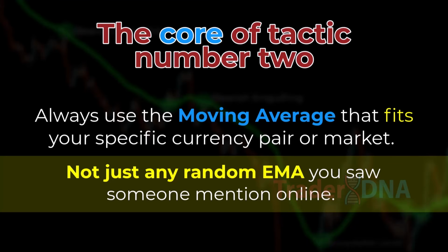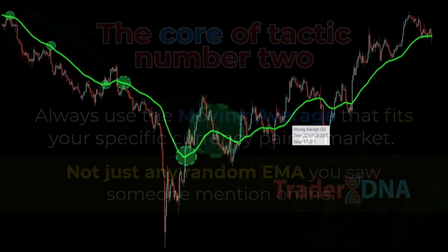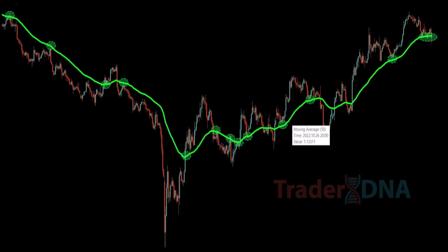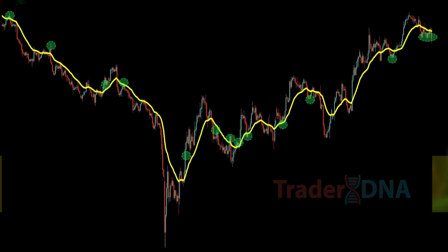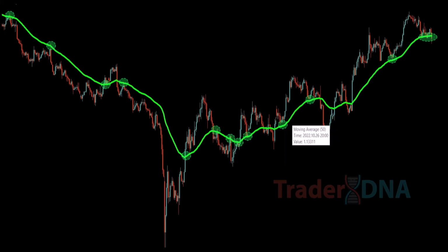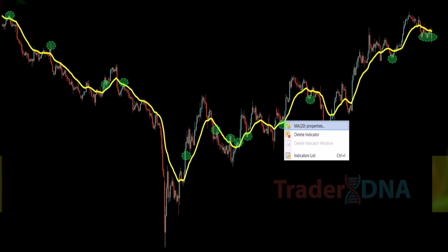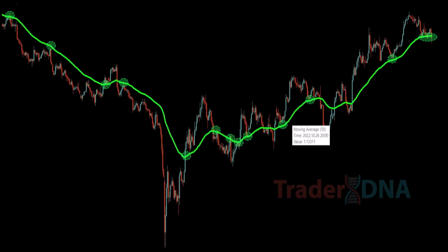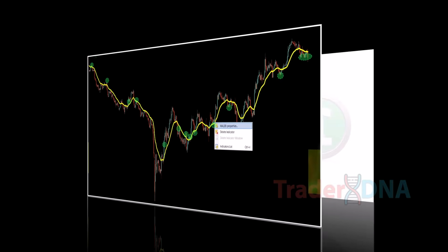And don't feel like you have to use the exact same EMA settings as I do. The goal is to test, analyze the scale, and find the number that your market truly reacts to. That's how you trade like a pro, not a gambler. Now get ready, because once you master this, your entire view of moving averages is about to change forever.